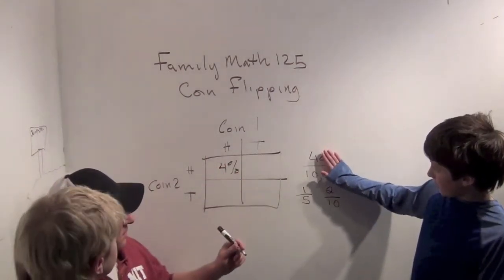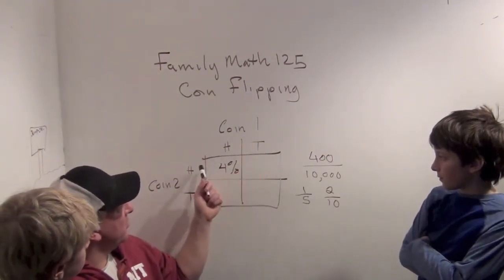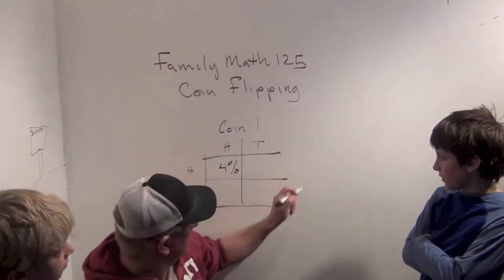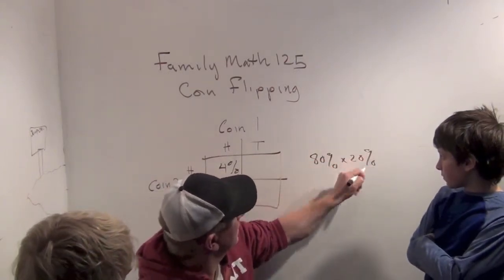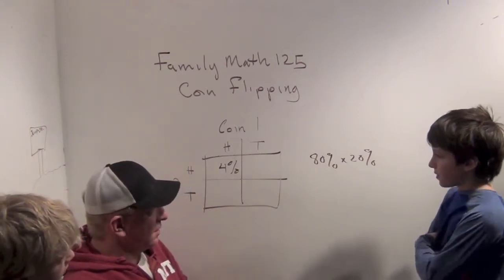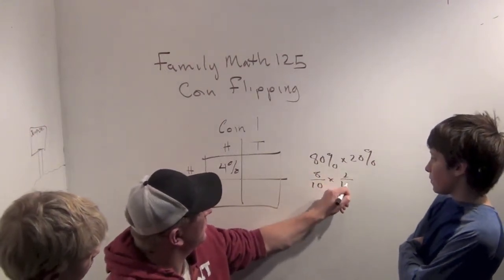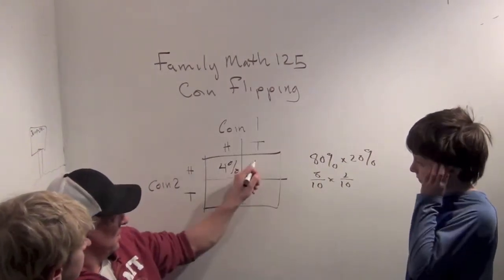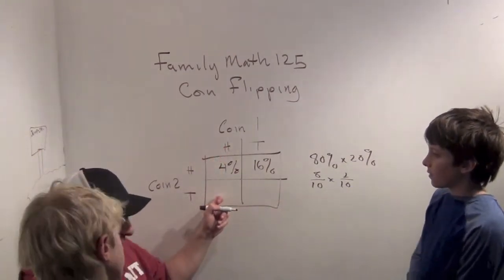You can see that just by taking off 2 zeros here. Yeah, exactly right. Now what about a tail and a head? That would be 80% times 20%, but it's 4/5 times 1/5, or 8/10 times 2/10. Yeah, 8/10 times 2/10 is actually a really helpful way to think about it. So we get 16/100. Okay, and what is that as a percent? 16%.